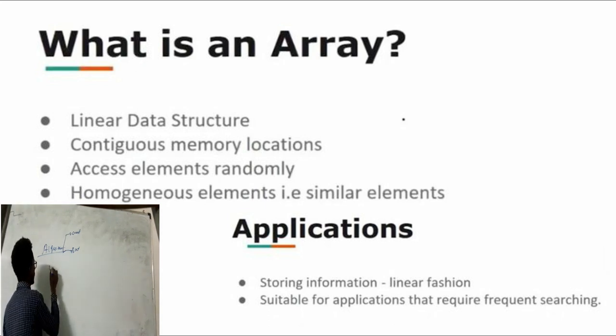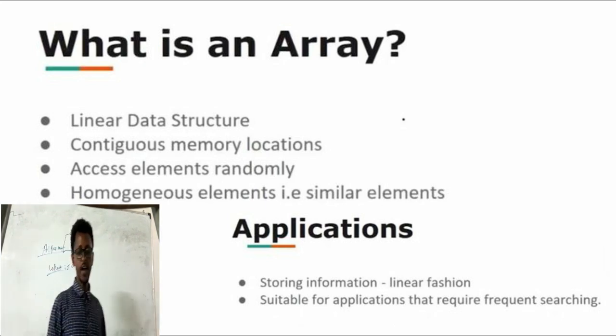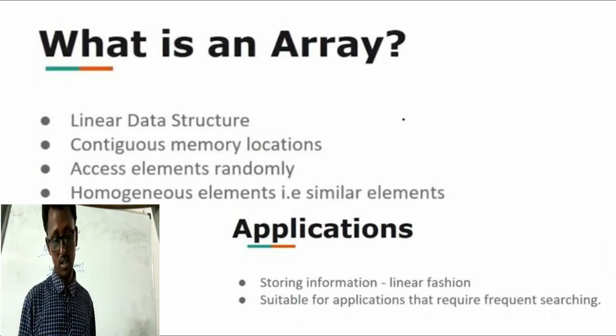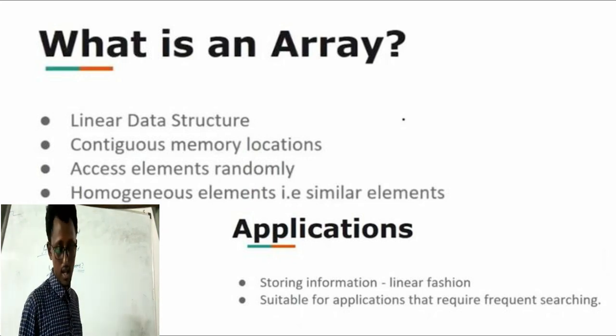So, what is an array? Simply define it: an array is a linear data structure. An array is a continuous memory location. In an array, elements are accessed randomly, and arrays are homogeneous, meaning each element of an array has the same data type. If the array is integer, all elements of the array are integers, similar elements.